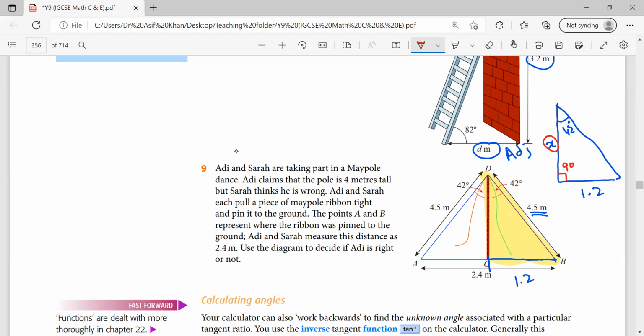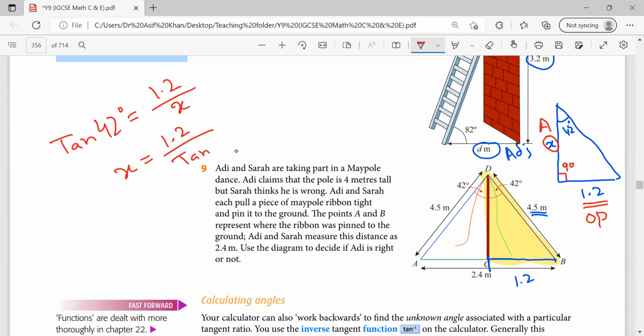What is the name of this 1.2? This side is opposite, so you will use the tangent function in this one, because we are doing the tangent exercise, so all questions will be tangent. Tangent of 42 degrees is equal to opposite over adjacent, x over 1.2. Am I right? Now if I cross multiply, x will come here. X is equal to 1.2 times tangent of 42 degrees. Write this thing in your notebook. Sir, it's 1.33.